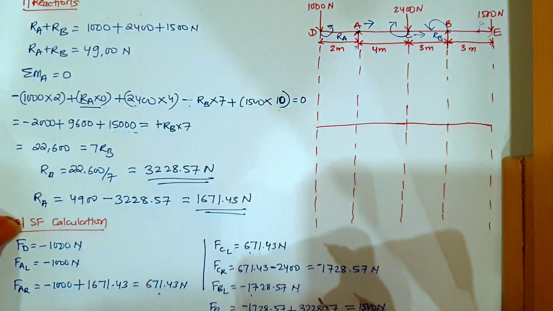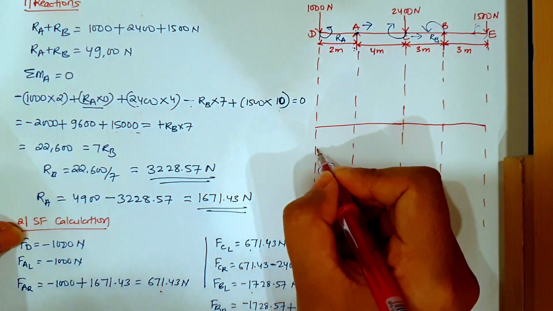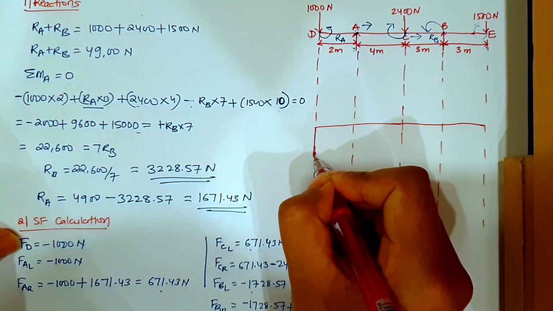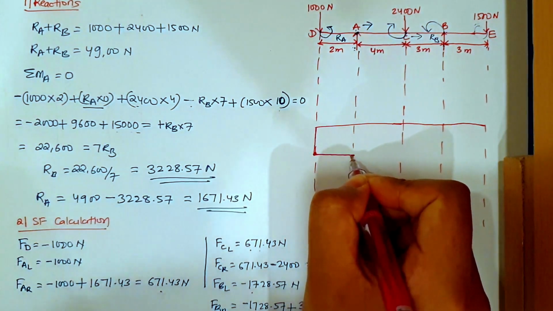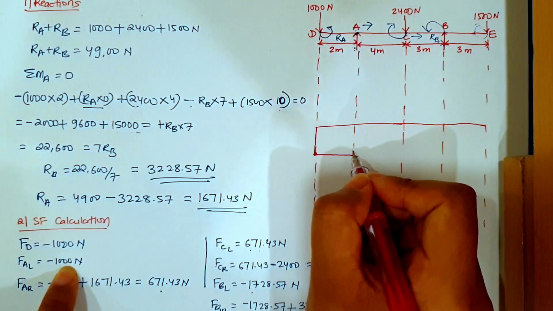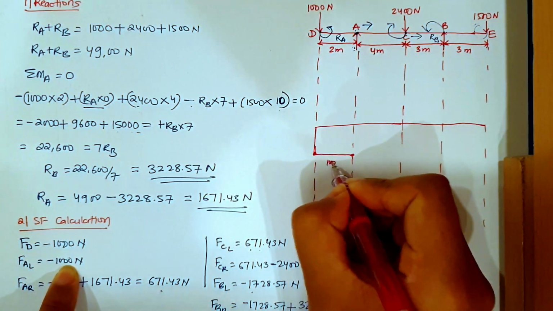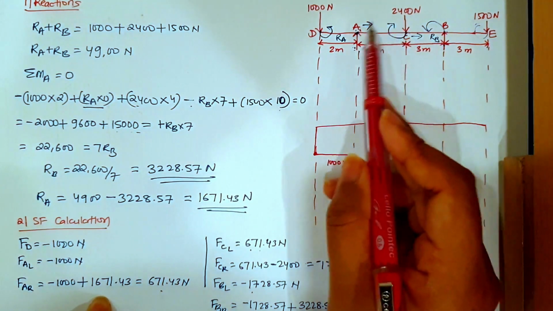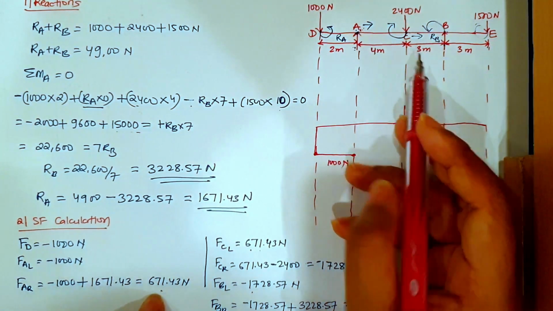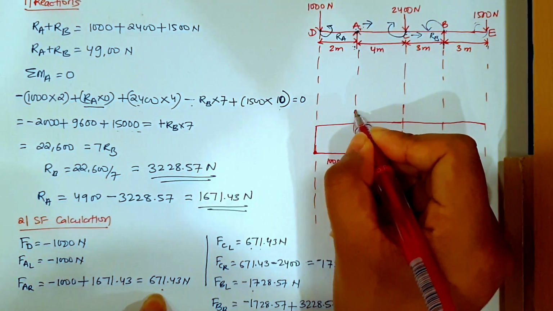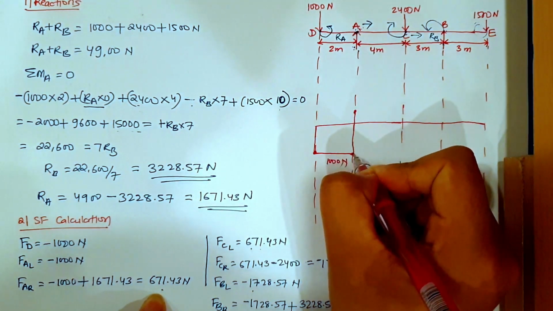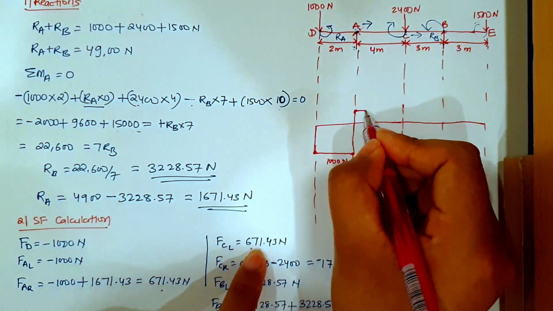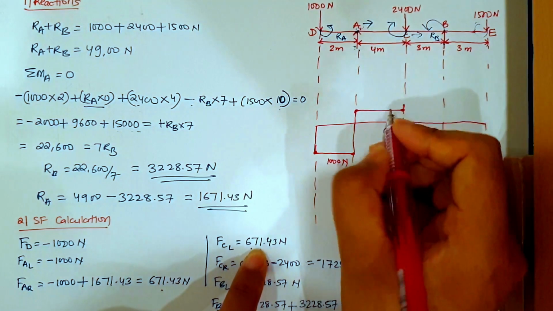Right, now the force at D is minus 1000, and it is constant till A, left hand side of A. So here I have 1000 Newton, and when it is going to the right hand side of A, it is becoming positive. So I have 671 here, and this 671 is constant till the left hand side of C.